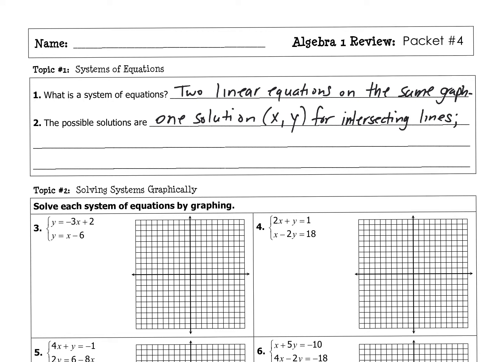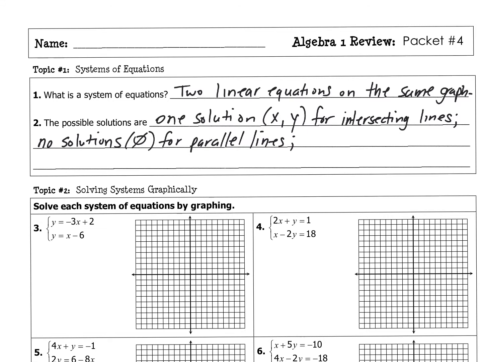There is another possible outcome where there are no solutions, and we can use a 0 with a line through it as the symbol for no solutions. And this is when there are parallel lines, because if they're parallel, they never intersect.